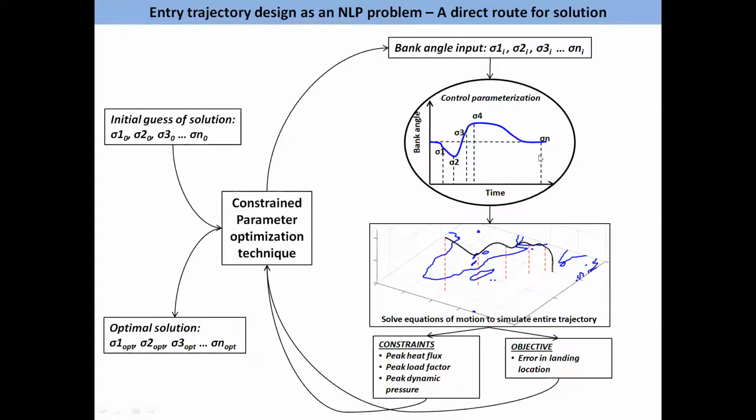So at the end of that optimization process, which may go on for a lot of iterations, you get the optimal solution. That is the bank profile which satisfies our objective, which maximizes or minimizes our objective and satisfies our constraints. So this is how it works. The reason this mode, that is a direct route through direct shooting, is expensive, is because the optimizer will have to run a trajectory simulation each time you change your bank profile.